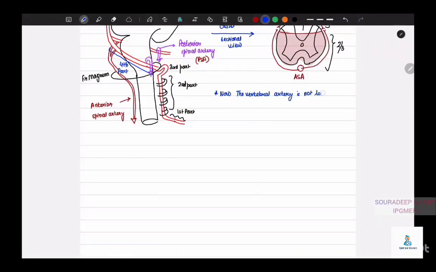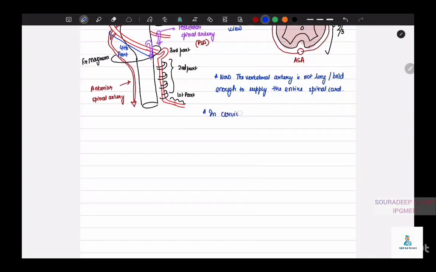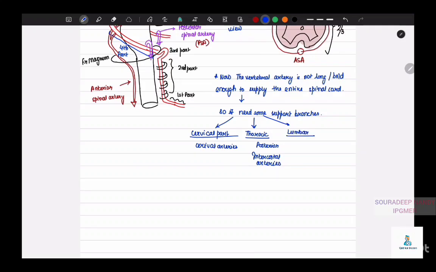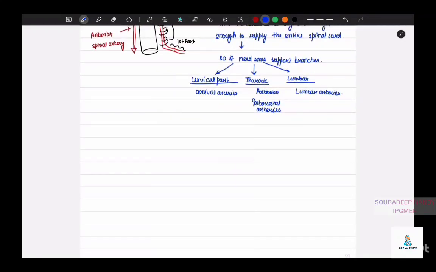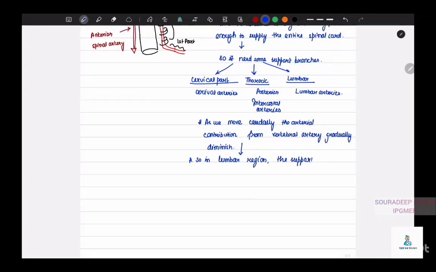Now, the vertebral artery is not long or bold enough to supply the entire spinal cord. So, in order to supply the entire spinal cord, it needs some assistance from other arteries, some support branches. In the cervical part, the cervical arteries give the support. In the thoracic part, the posterior intercostal artery gives the support, and in the lumbar part, the lumbar arteries give the support. As we move caudally, the arterial contribution from the vertebral arteries gradually decreases. So, in the lumbar region, the supporting branches of the lumbar arteries are bold and strong enough to supply that region.